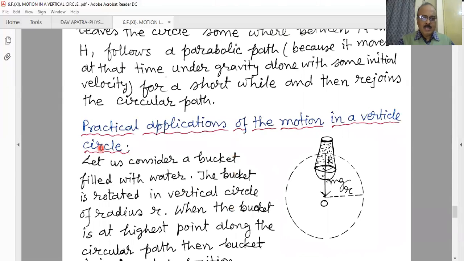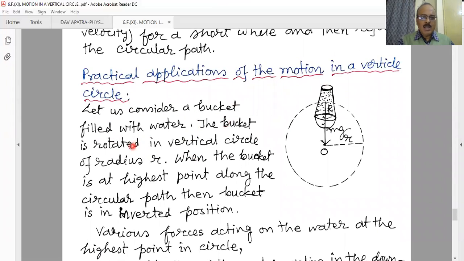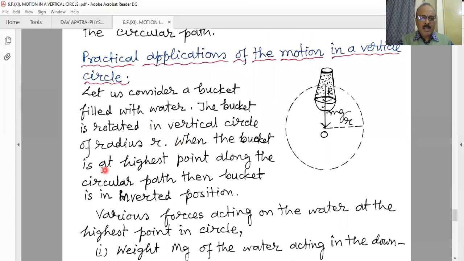Now, practical applications of the motion in a vertical circle. Let us consider a bucket filled with water. The bucket is rotated in a vertical circle of radius r. When the bucket is at the highest point along the circular path, the bucket is in an inverted position. When it is moving in this way along the circular path, the bucket is in an inverted position.